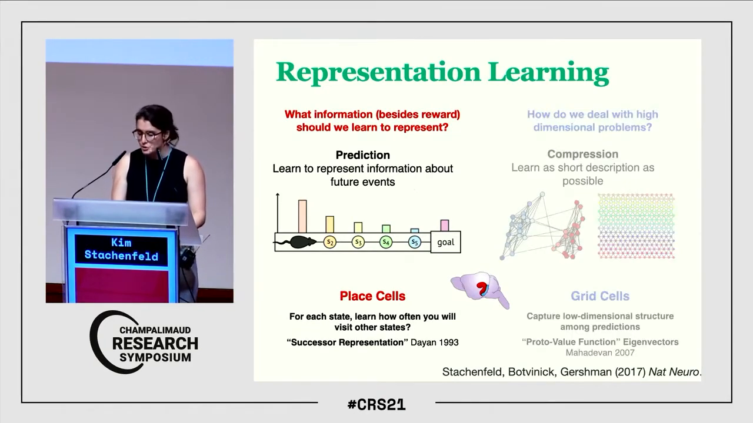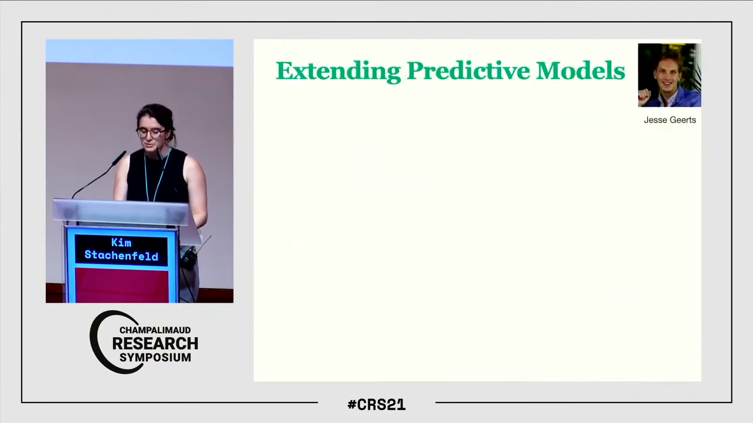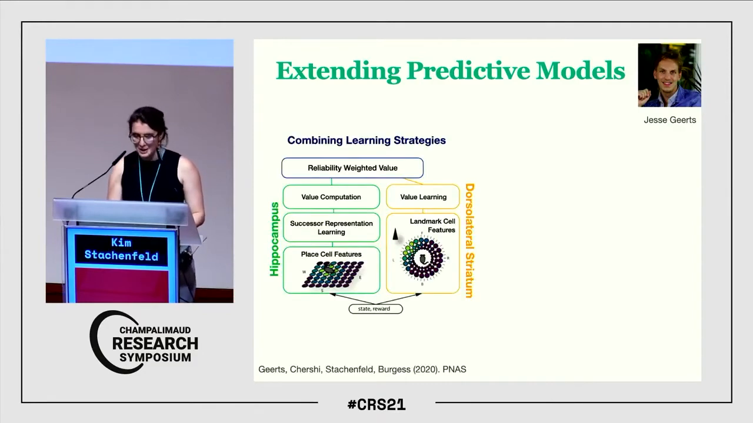So I'm going to mostly talk about the grid cell model today because I think it segues into some of the machine learning work that I want to talk about. But I did want to just briefly mention two ways that we've been extending these predictive models recently. This is work that's been done by Jesse Gerritz during his PhD at UCL with Neil Burgess, and with me also. So in one of these works, we combine different learning strategies. We show how this predictive representation can be combined with learning mechanisms in striatum that are thought to be doing more of an associative learning process. This model came out in PNAS last year.